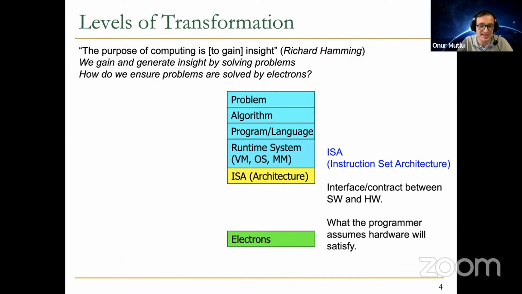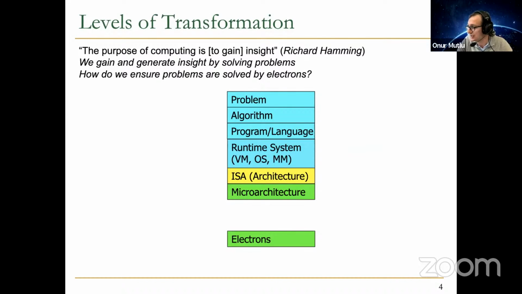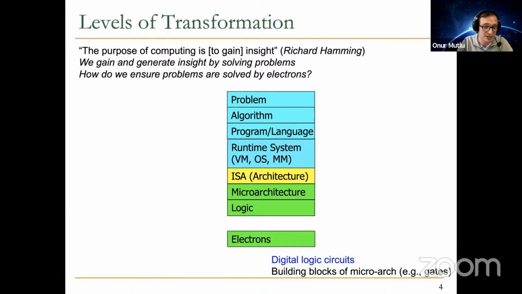Just to jog your memory, the ISA is the interface between the software and the hardware, and that's important. That is basically what the program assumes hardware will satisfy. Microarchitecture is the implementation of the ISA, and there may be many, many implementations of the same ISA. Like the x86 ISA has many, many implementations, right? Probably many of you were not born when the 386 or 286 were around. Right now, it's Intel, what is it, Skylake or something like that. They call it the Core microarchitecture, but there's more. Basically, these are all implementations. AMD also has implementations, clearly. And then digital logic circuits are building blocks of the microarchitecture, for example, the gates.